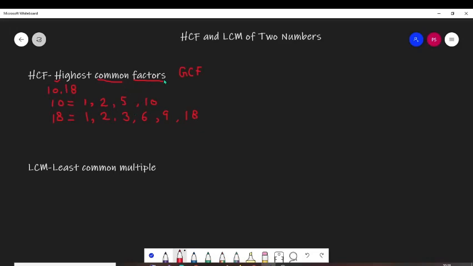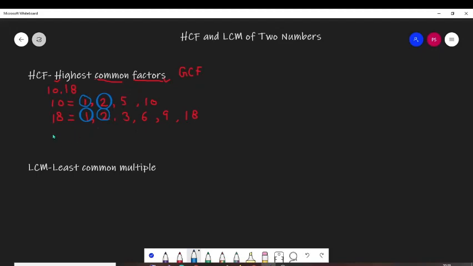So now we have found out the factors of both numbers. The first step is done. Now let us see the common factors out of these. I'll just circle the common factors here. 1 is common in both of them. 2 is common in both of them. Do we have 5 anywhere here? No. 10 anywhere here? No. So now we don't have any other common factor.